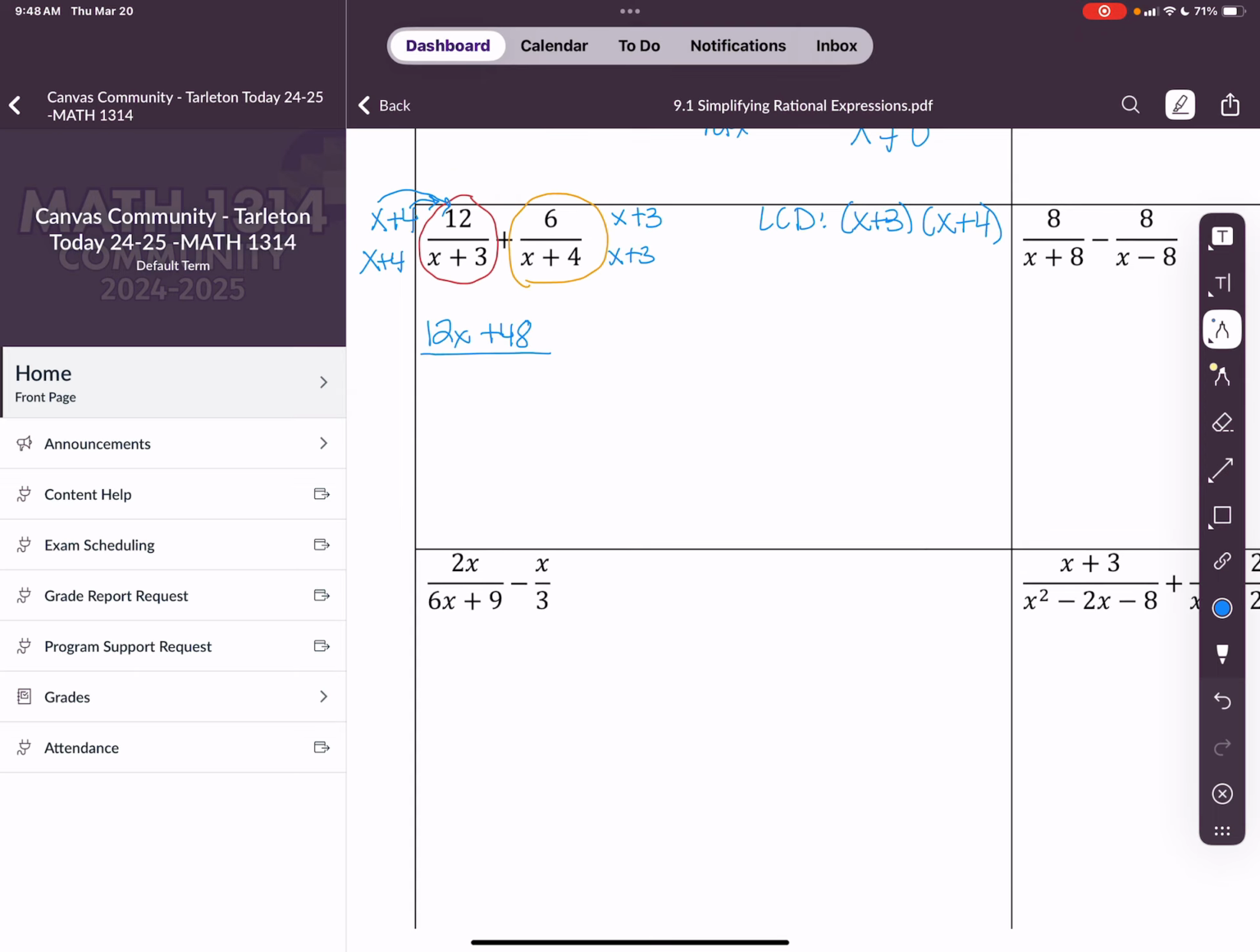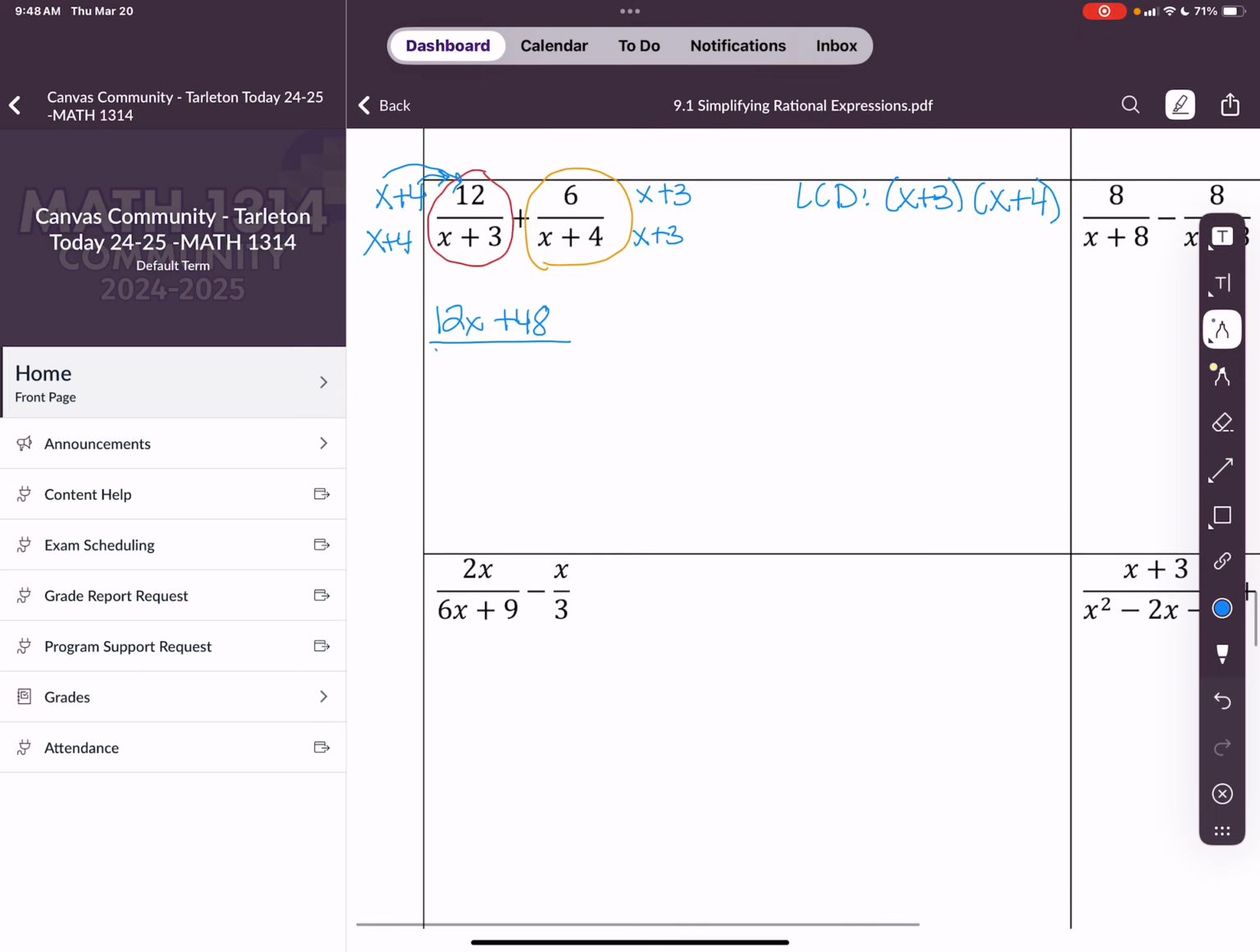Now, when you write out your denominator, you're just going to put in parentheses x plus 4, x plus 3. You would just write it like that. Okay, and then plus, and then I'm going to distribute again. 6 times x gives you 6x, and 6 times 3 gives you 18. And the same way here, this would just be x plus 4 times x plus 3.